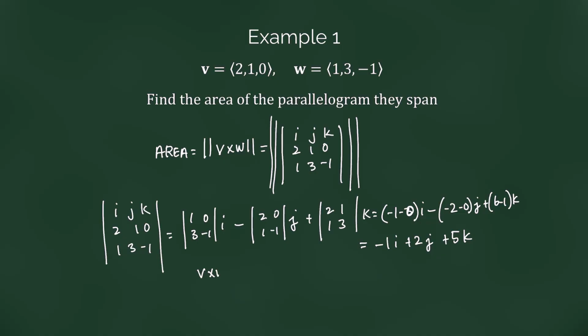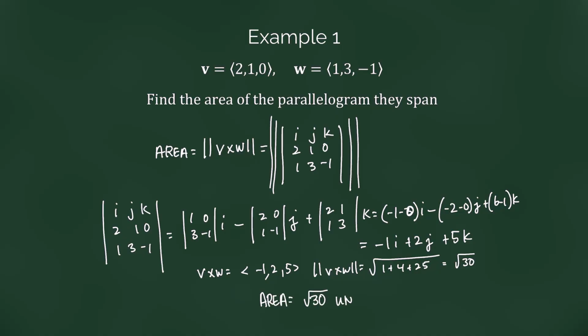So our cross product is the vector negative 1, 2, 5. The magnitude of the cross product is then the square root of 1 plus 4 plus 25, which is the square root of 30, which does not have any perfect squares that divide it. So we just let it be. The square root of 30 is the area of our parallelogram. We don't know what those units are, so we'll just say units squared.